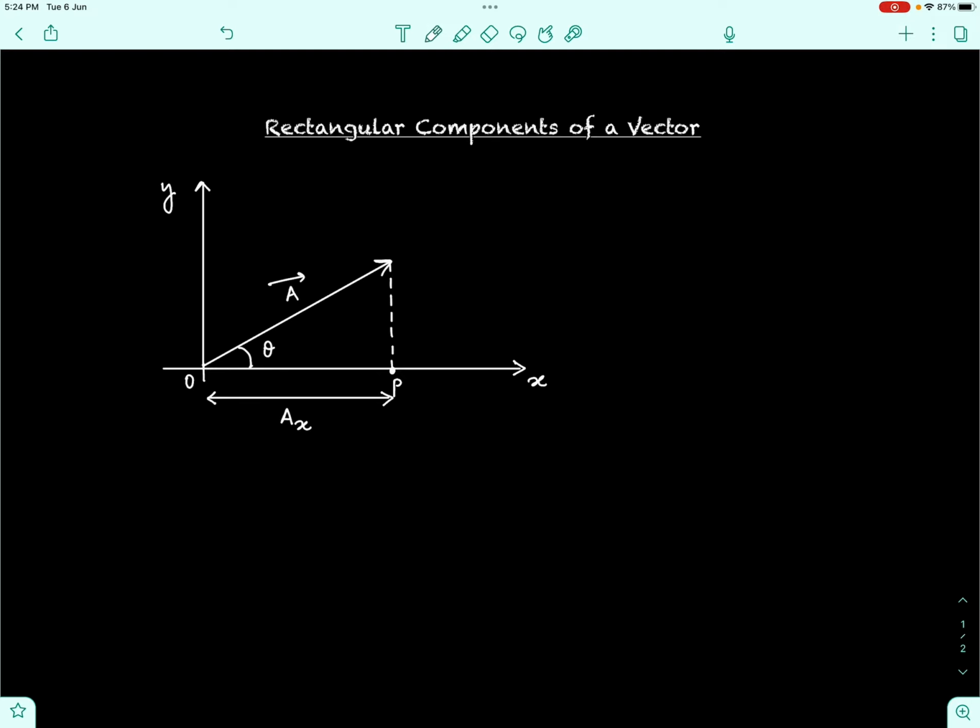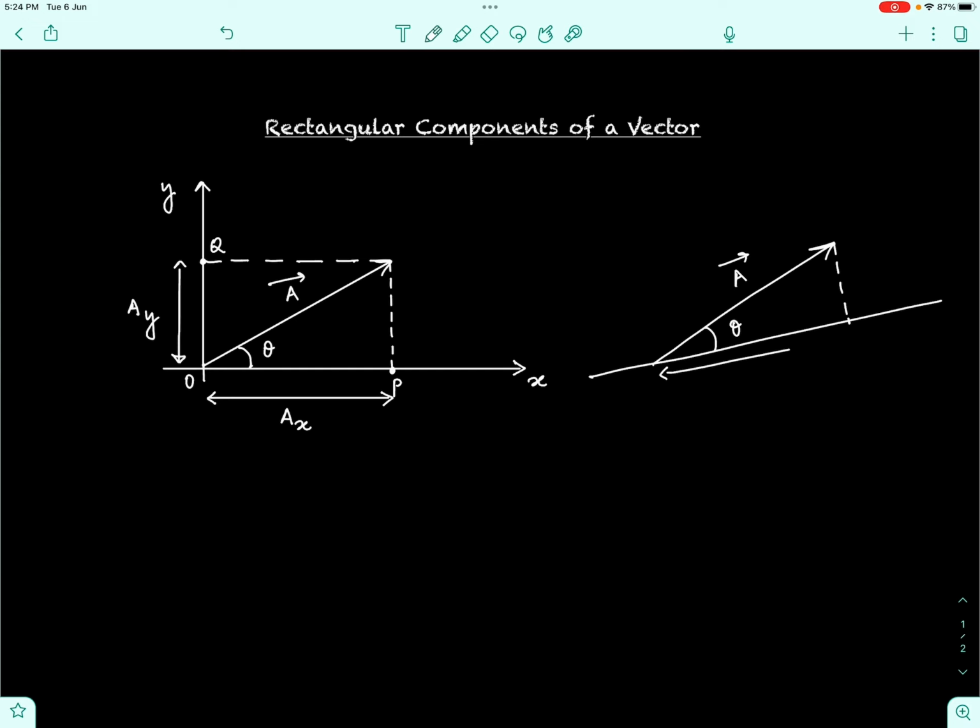Similarly, if we drop a perpendicular from the tip of the vector onto the y axis, then this length, we can call this point Q, the length OQ will be called the component of vector A along the y axis, Ay. So, for the component of a vector along any other direction with which it makes a certain angle that we know, all we need to do is drop a perpendicular from the tip of the vector to see where it cuts that axis, and then measure this particular length. This becomes the component of the vector in that particular direction.